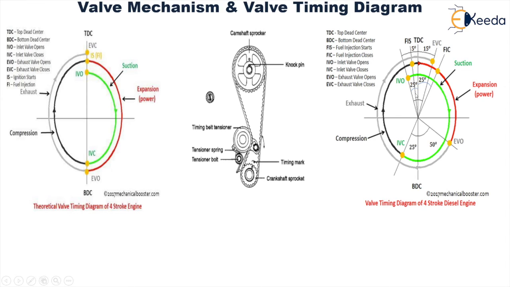Now, there are certain disadvantages which are associated with this actual valve timing diagram, and they are: if this inlet valve is open when the compression stroke is taking place, then some amount of pressure will be lost. Similarly, if during expansion stroke exhaust valve is opened before this BDC, some amount of power will be lost. But these are the small evil. You will have to compromise on these to overcome certain greater advantages.